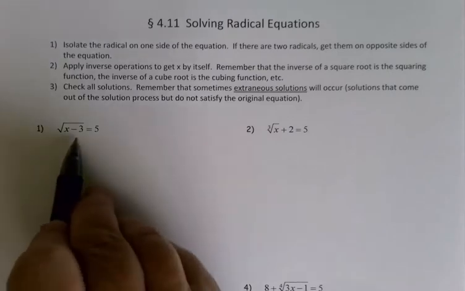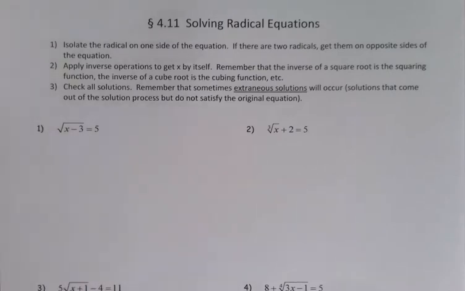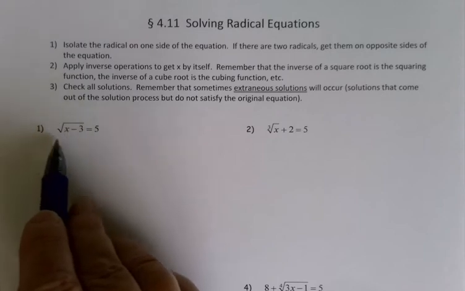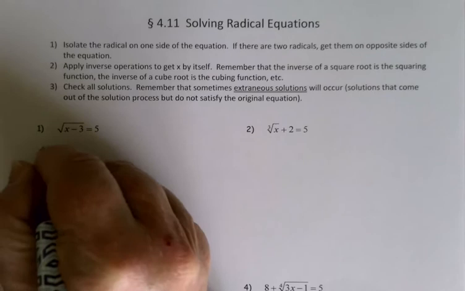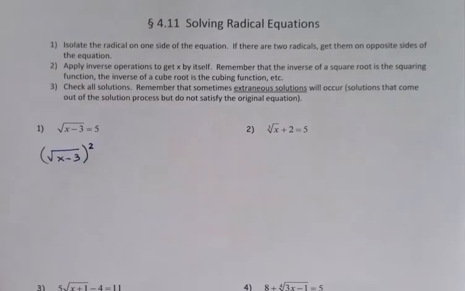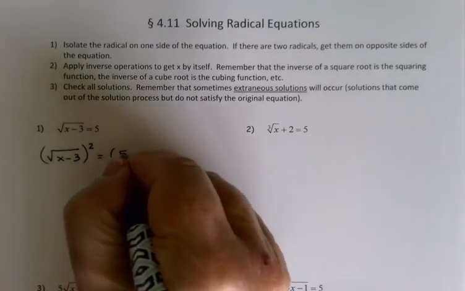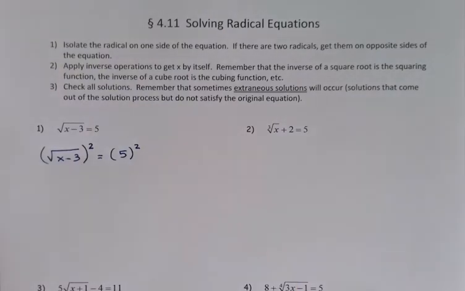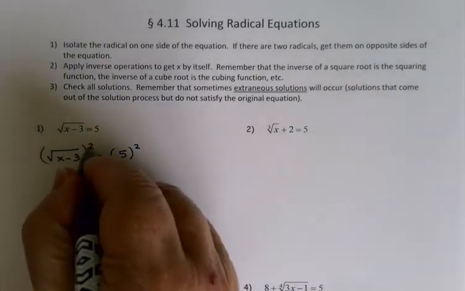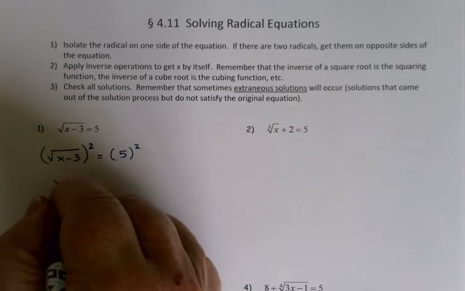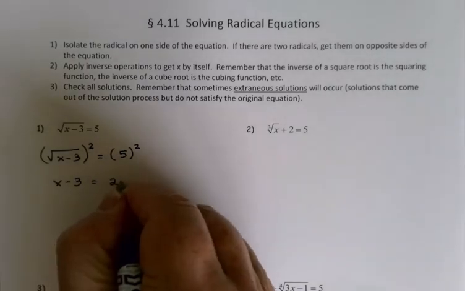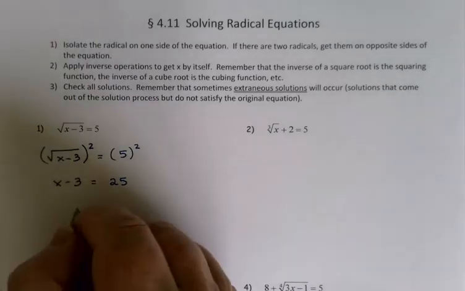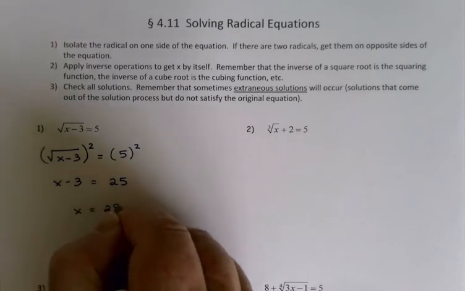All right, so we'll start with number 1. The square root of x minus 3 is equal to 5. The radical is already all by itself on the left-hand side. So all I'm going to do is apply the inverse. Inverse of a square root would be to square. And of course, if I do something on one side, I have to do it also on the other side of the equation. The square root is the inverse of a square, so they do and undo, meaning all I'm going to get over here is x minus 3. And on the right-hand side, I'd have 25. When I add the 3 over, x equals 28.